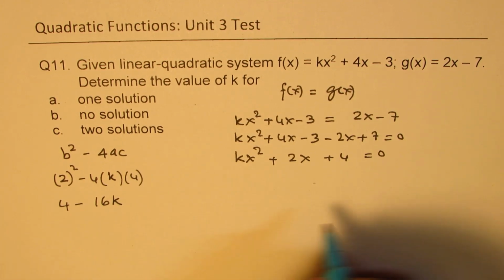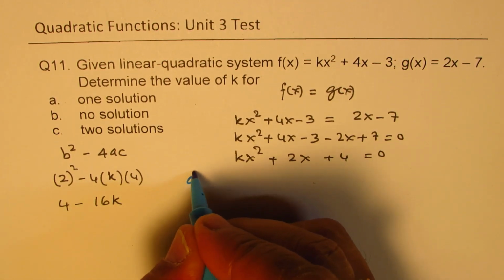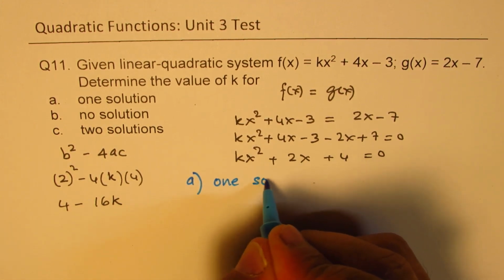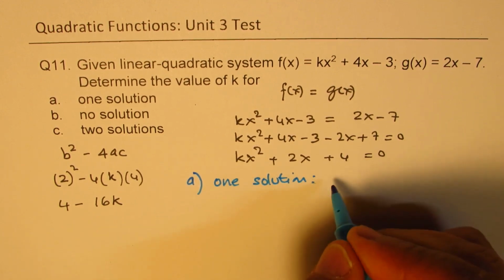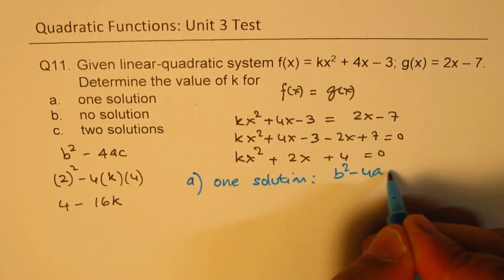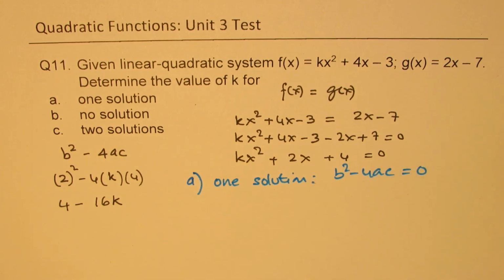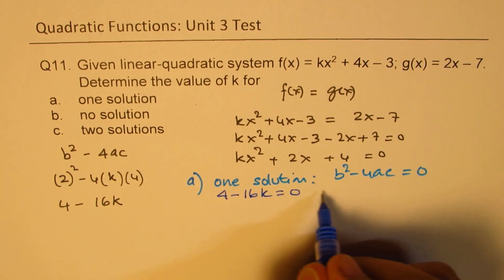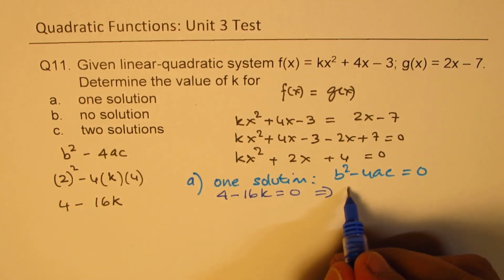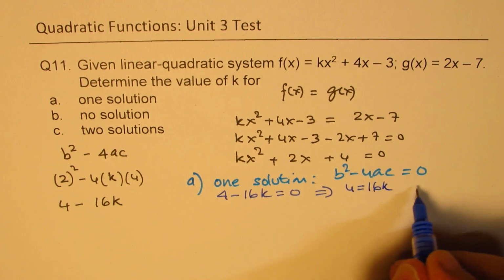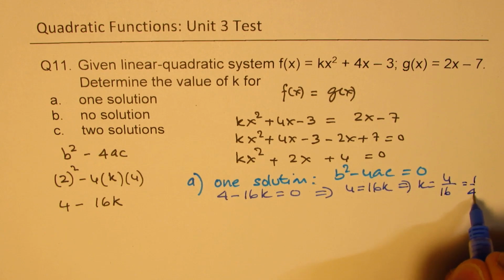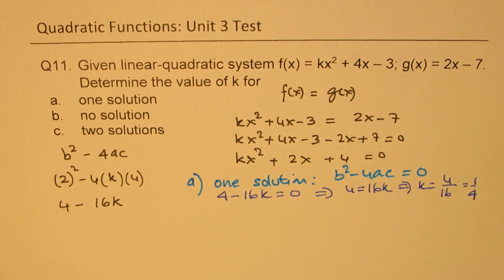So first, we'll work on condition A, which is one solution, right? One solution means b squared minus 4ac equals 0. So to find that, we'll equate 4 minus 16k to 0, and that gives you 4 equals 16k, and that implies k equals 4 over 16, which is 1 over 4. Clear? So for a value of 1 over 4, we have one solution.